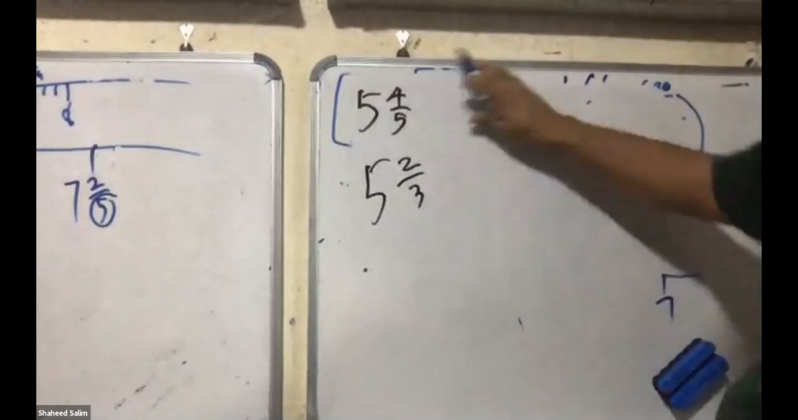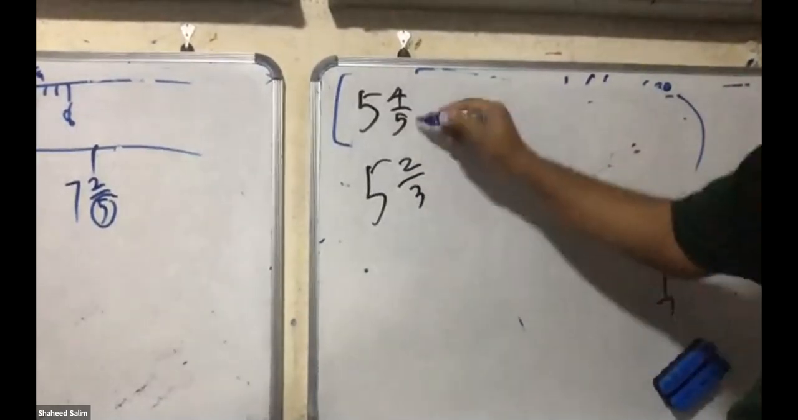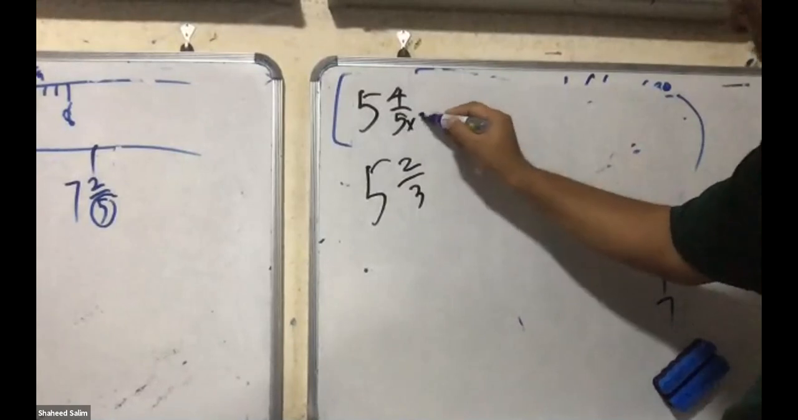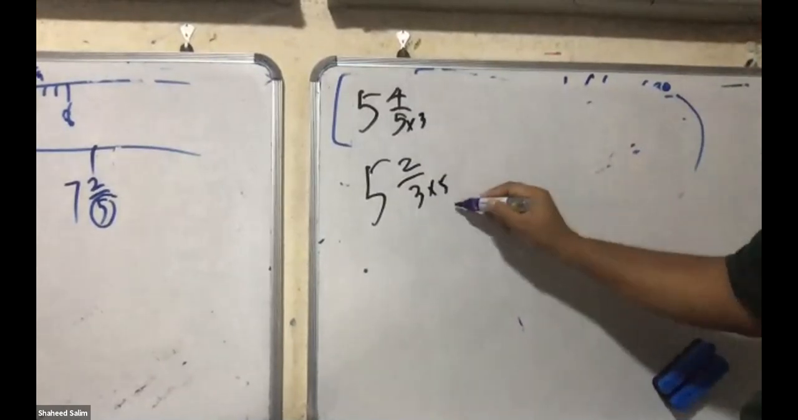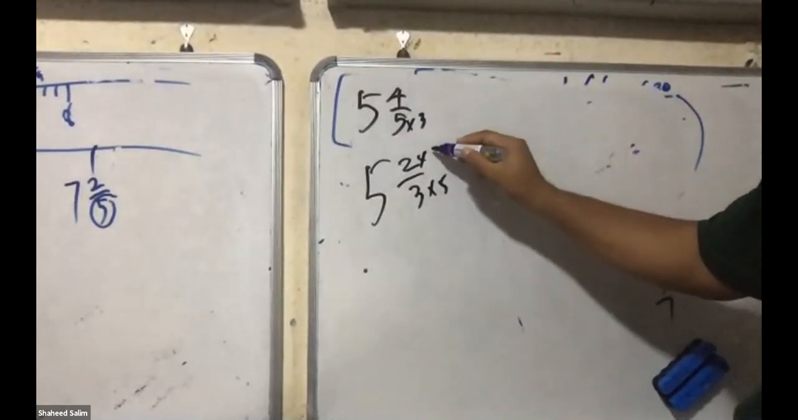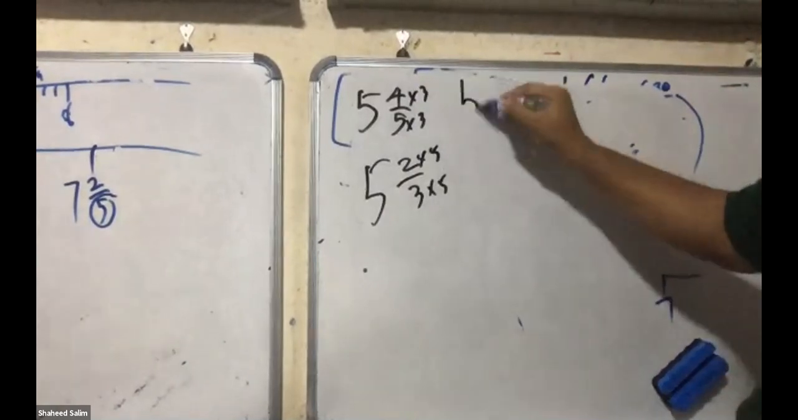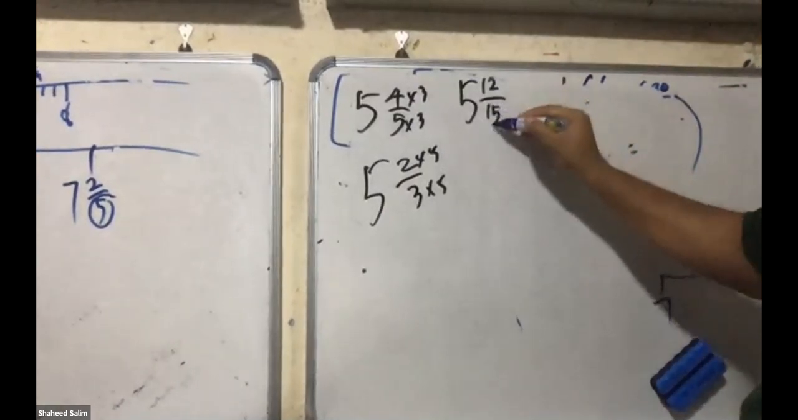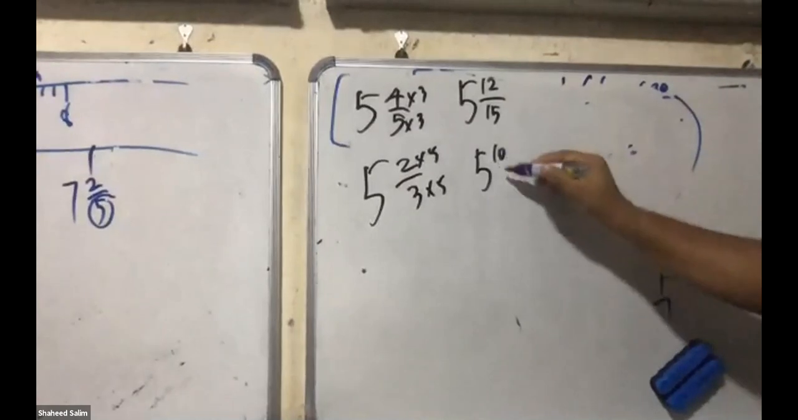Which one is nearer to 6? They ask. Okay, I make the denominator the same. This one times 3, this one times 5. Get 15. So this is 5 12/15 and 5 10/15.